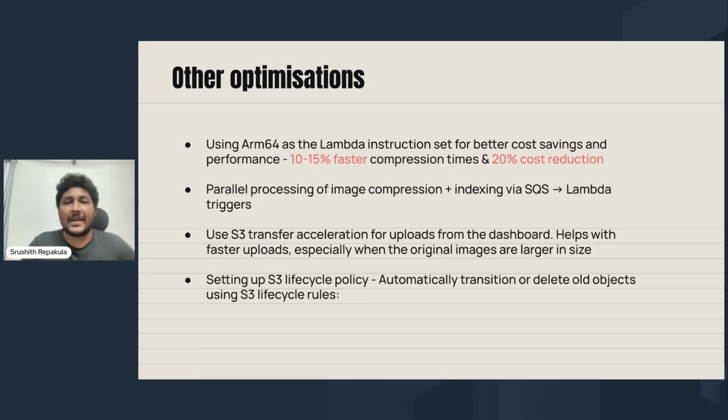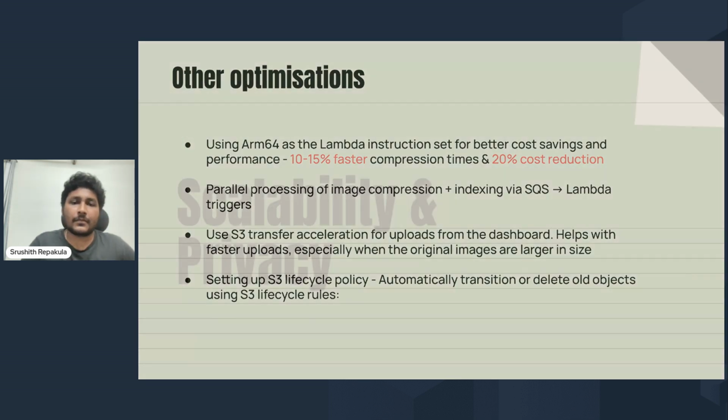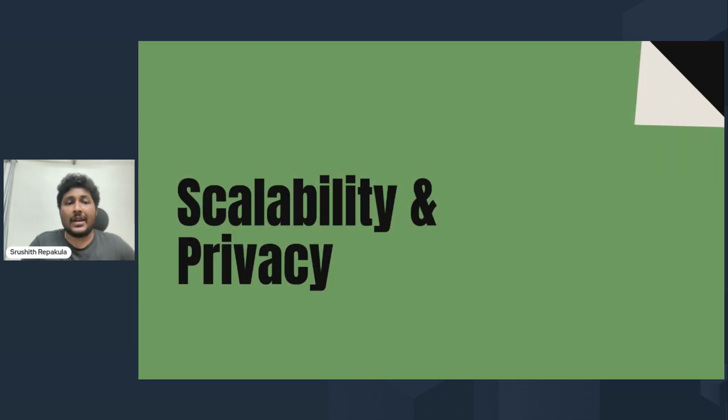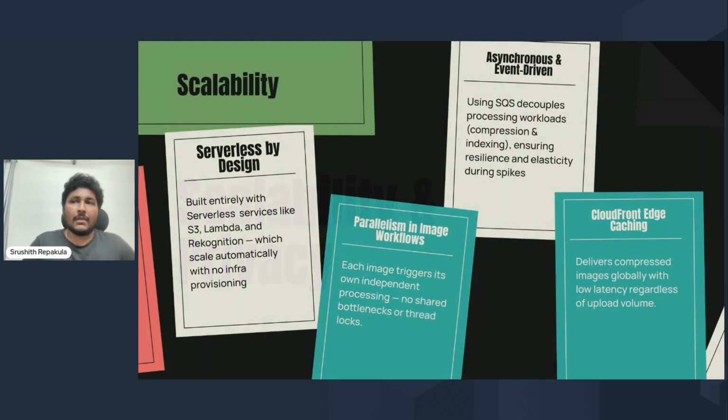So these are a few optimizations we have done in terms of performance and cost savings as well. The next one is scalability and privacy. Scalability is very important for us because there will be hundreds of people using the application, hundreds and thousands, sometimes burst users as well. How did we solve it?